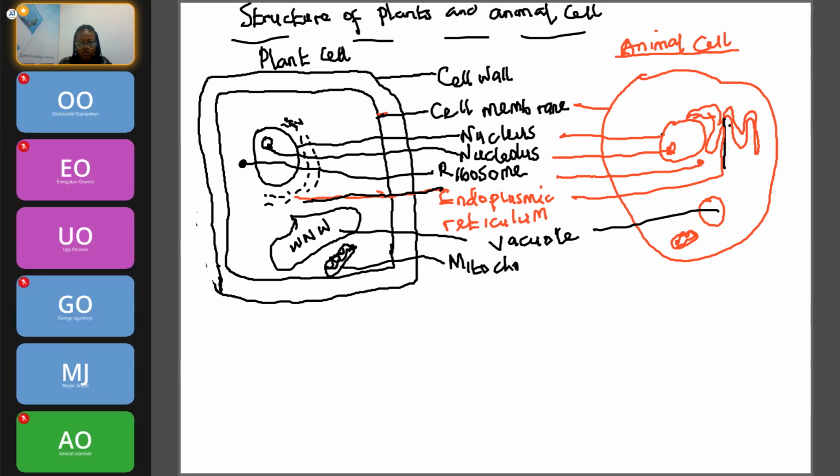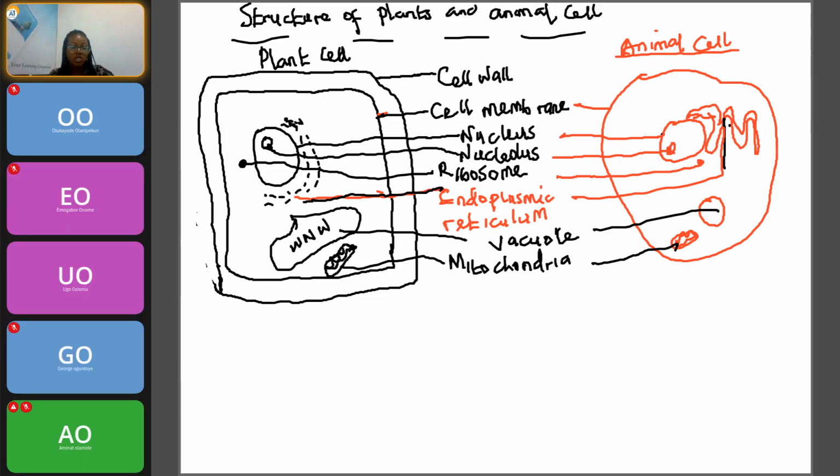And what is the function of mitochondria? It produces energy. It gives energy to the cell for it to be able to perform all the activities that are expected of it. So it produces energy for the cell. That is the function of mitochondria.